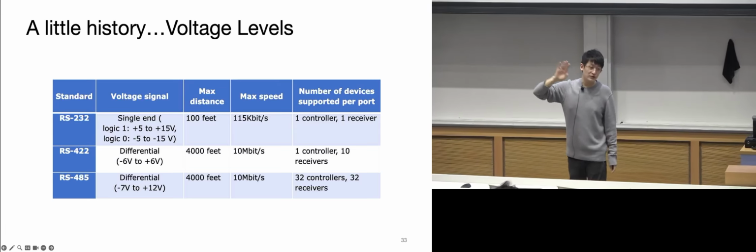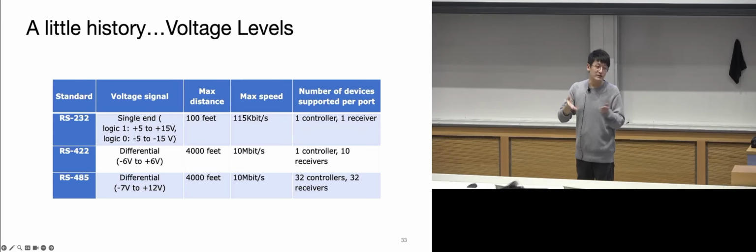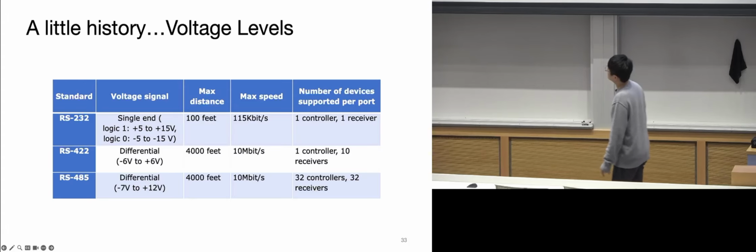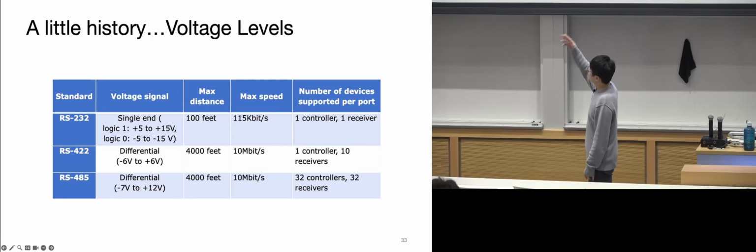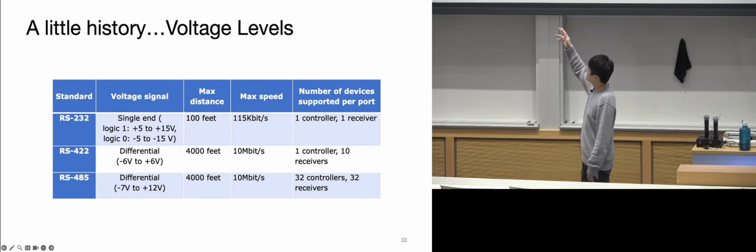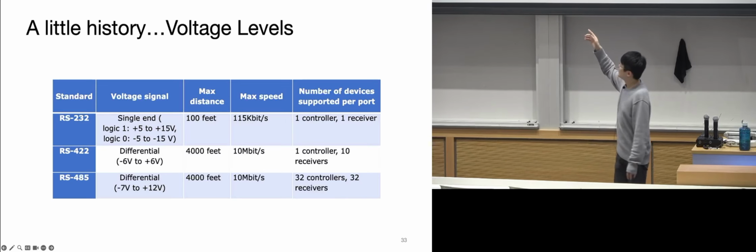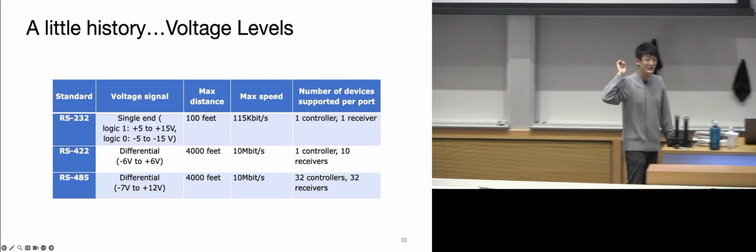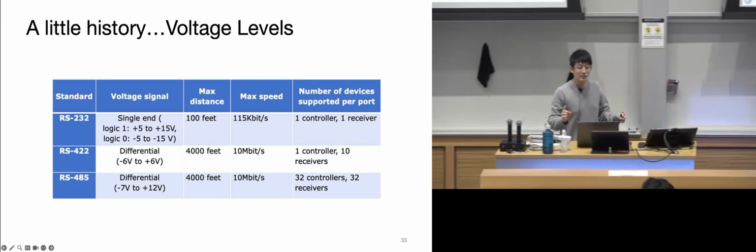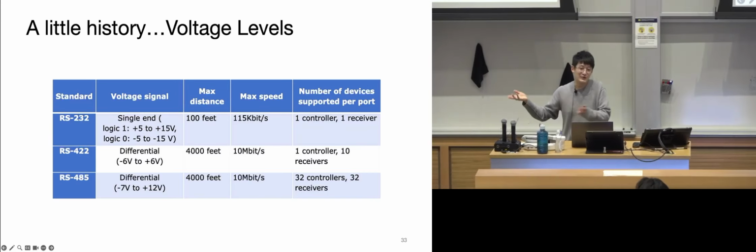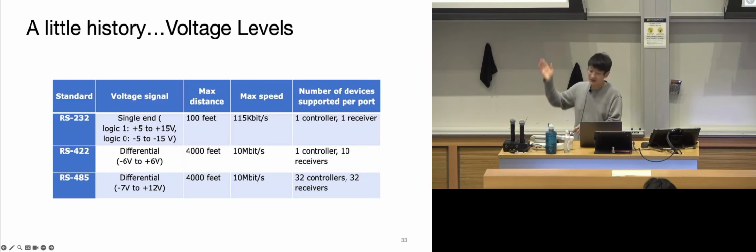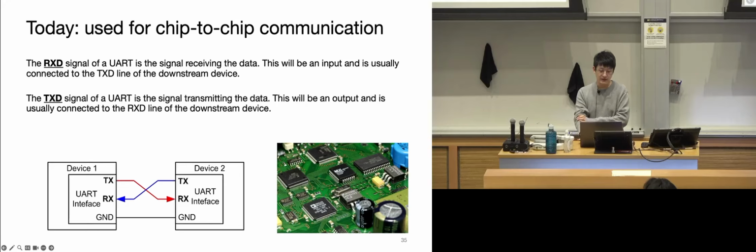Usually they use the differential in actual practice just for these reasons, to have a larger signal amplitude. And each of these has its own maximum distance and maximum speed based on which you choose. 4,000 feet is pretty decent. I don't think I see any parallel ones that can go that far. So yeah, pretty decent. And today we usually use it for chip-to-chip communications.